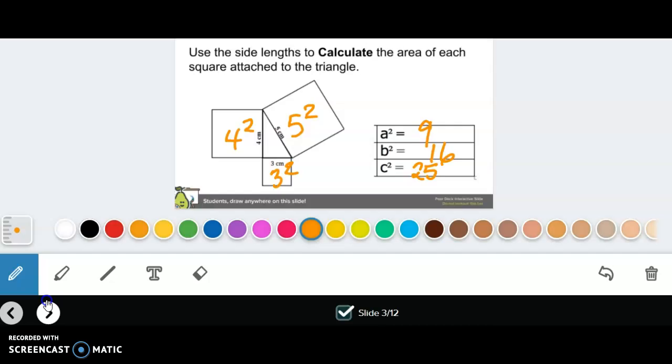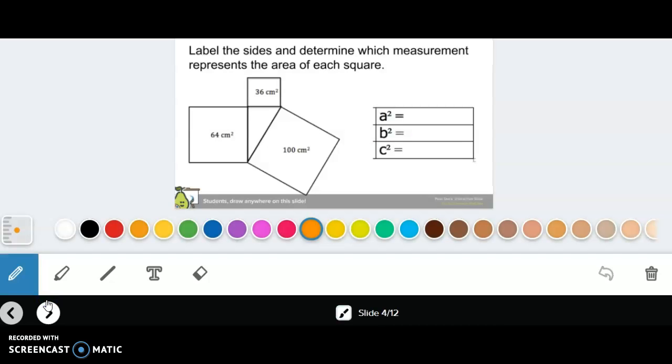Okay, next slide. Okay, so now on this slide, you're identifying what needs to be filled in from the picture, the diagram. So first you need to label your A, your B, and your C. Once you have those numbers labeled, you're going to go and get that information.